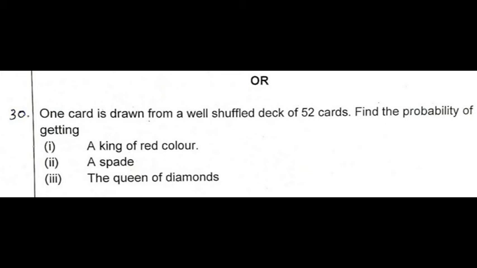Or, one card is drawn from a well-shuffled deck of 52 cards. Find the probability of getting number 1, a king of red color, number 2, a spade, number 3, queen of diamonds.